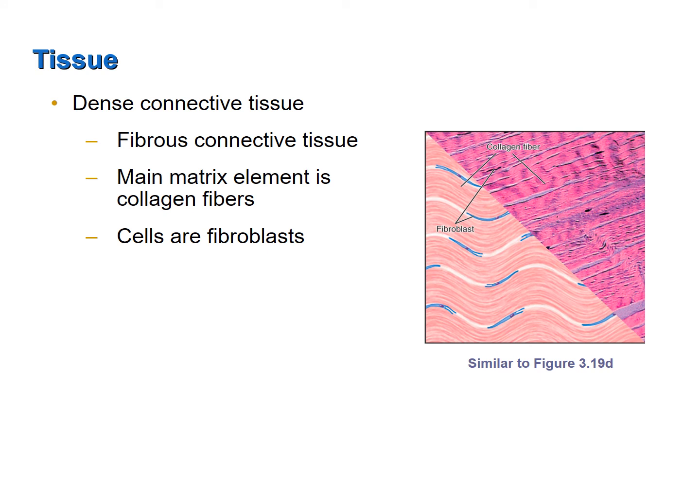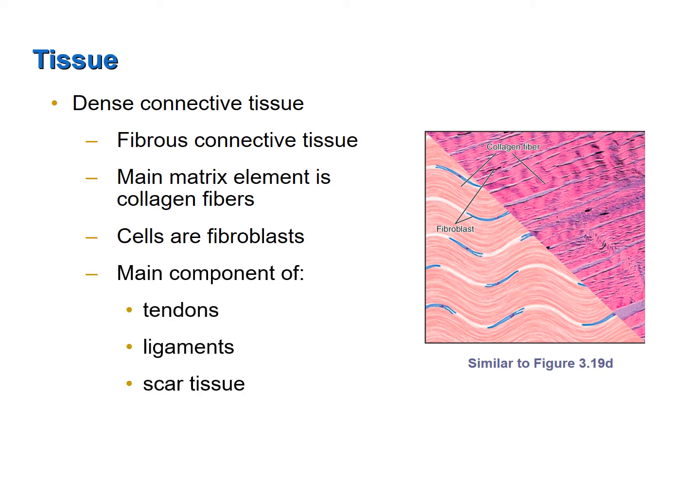Dense connective tissue is also called fibrous connective tissue because of the abundance of collagen fibers, and these collagen fibers are produced by fibroblasts. The abundance of collagen fibers makes dense connective tissue very tough and durable. Dense connective tissue is the main component of tendons, ligaments, and scar tissue.